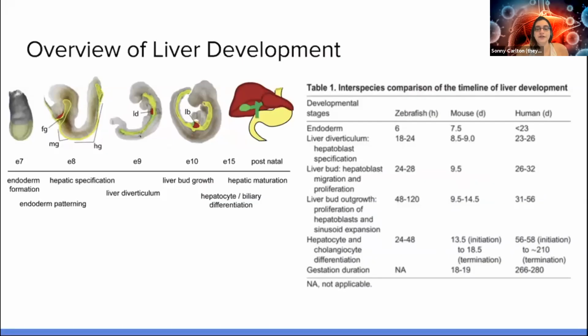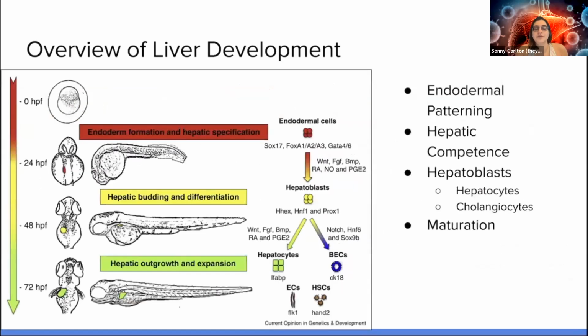So, as you can see on the left, this is an overview of liver development in mice, and then the right shows a table comparing how long each stage takes in different animals. As an overview of liver development, it begins with endodermal patterning, followed by hepatic competence. Then hepatoblasts form and differentiate into hepatocytes and cholangiocytes, followed by a period of maturation.